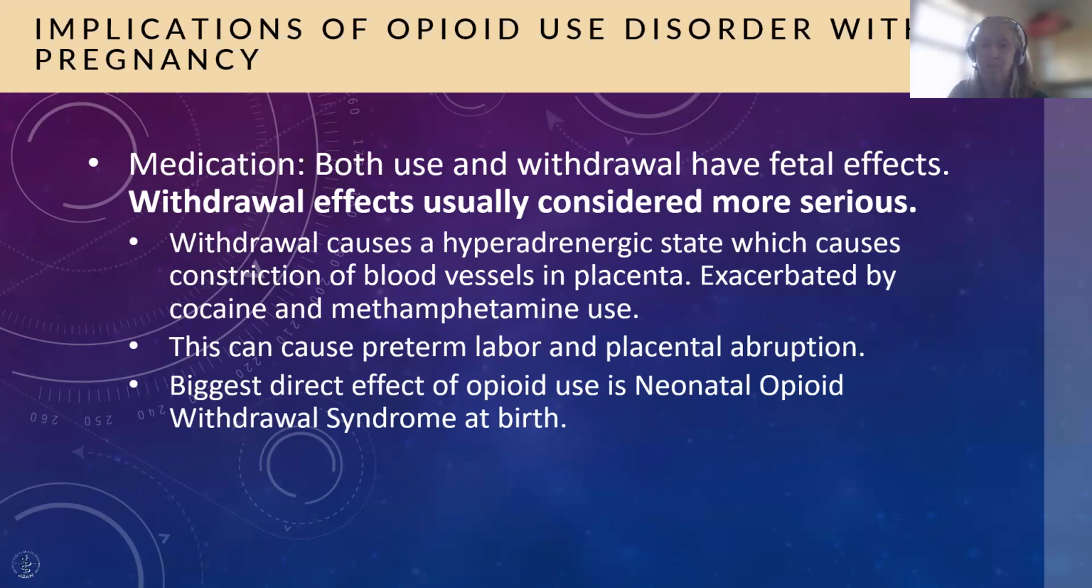It can set off preterm labor. It can cause a placental abruption. This clamping down of the blood vessels in the placenta, unfortunately, is made worse by both cocaine and methamphetamine. And for my patients, it is often very common that when they cannot get fentanyl or other opioids, they'll use a little bit of cocaine or methamphetamine to take the edge off. And unfortunately, during pregnancy, that is going to make all the problems of opioid withdrawal much worse. The biggest direct effect of opioid use is neonatal opioid withdrawal syndrome at birth.